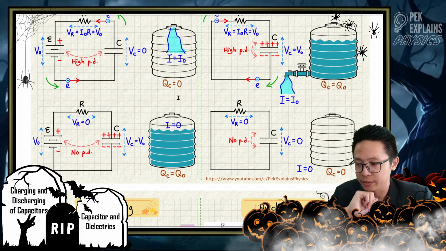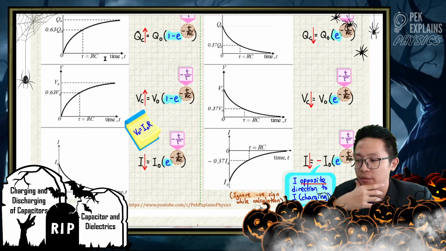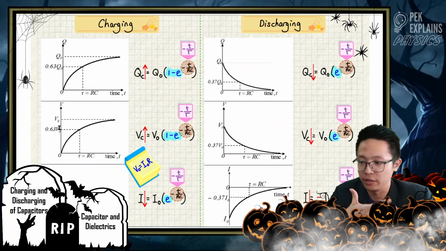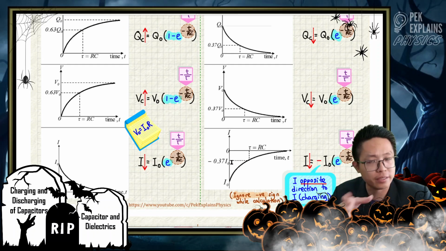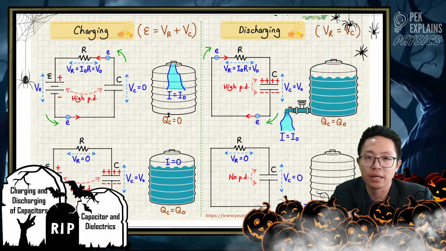Okay, that's good. Now, let's talk about the current. Just now we already talked about the charge and the voltage. How about the current? Is it the same case? How does the current change in the circuit?